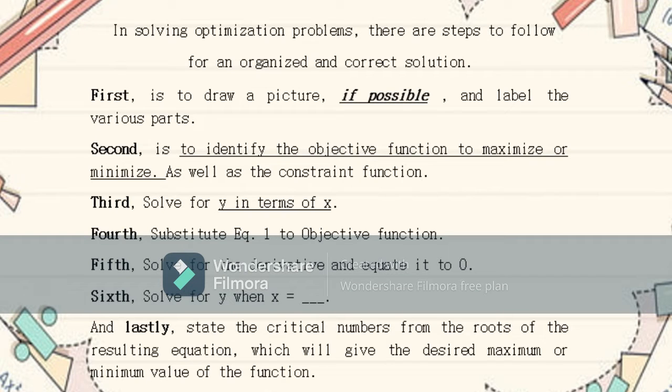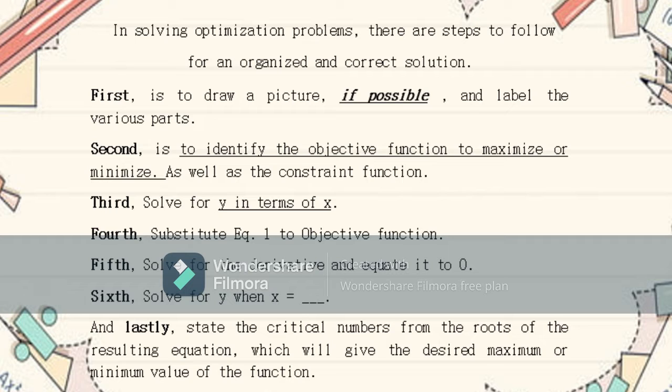In solving optimization problems, there are steps to follow for an organized and correct solution. First is to draw a picture, if possible, and label the various parts. Second is to identify the objective function to maximize or minimize, as well as the constraint function. Third, solve for y in terms of x. Fourth, substitute equation 1 to the objective function.